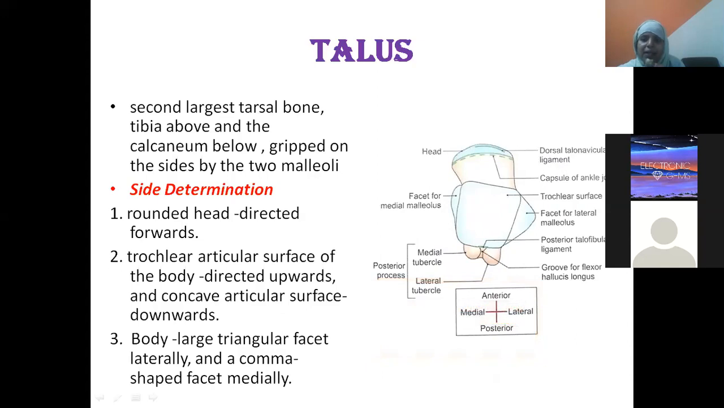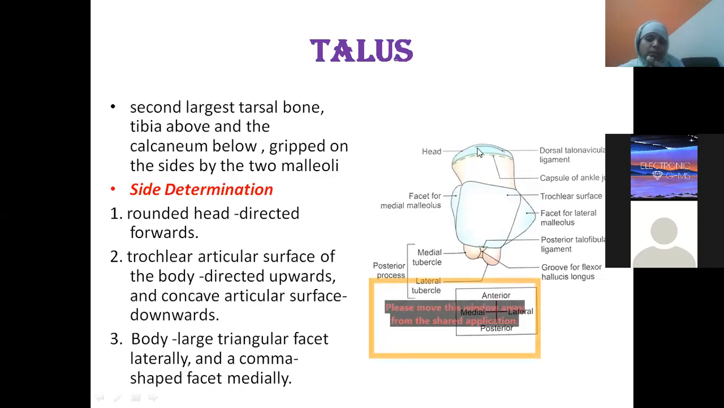Okay, and the ligament we have here is the dorsal talonavicular ligament. I told you this bone takes part in the formation of the ankle joint. You can see the dotted lines are the lines which are shown to represent capsular attachment, the capsule. Now see here, this is the right talus that I am holding in my hand.